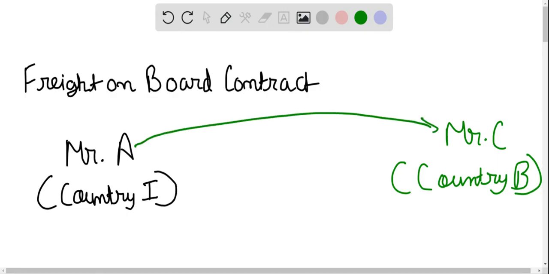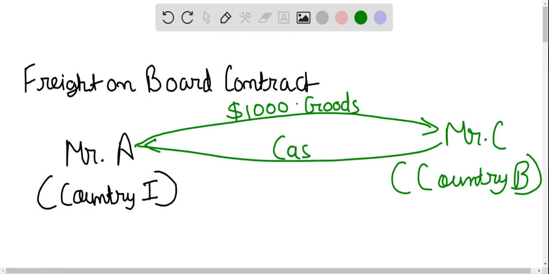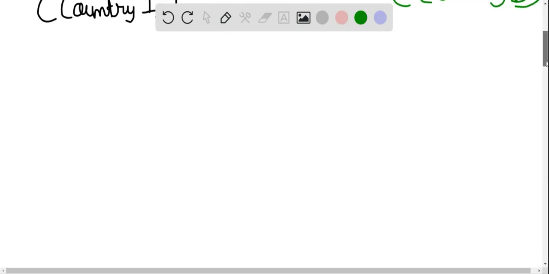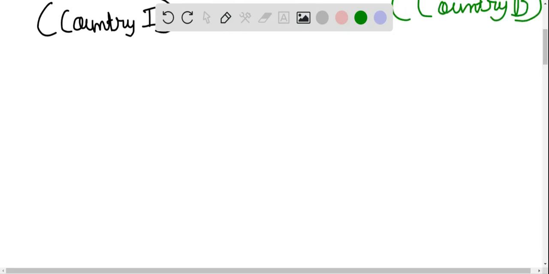Okay, so let's say Mr. A has transferred certain goods of $1,000. Mr. C has paid in cash, like in foreign currency. So that transaction will be considered as a freight on board contract, an export transaction basically. So this is the example of an export transaction.